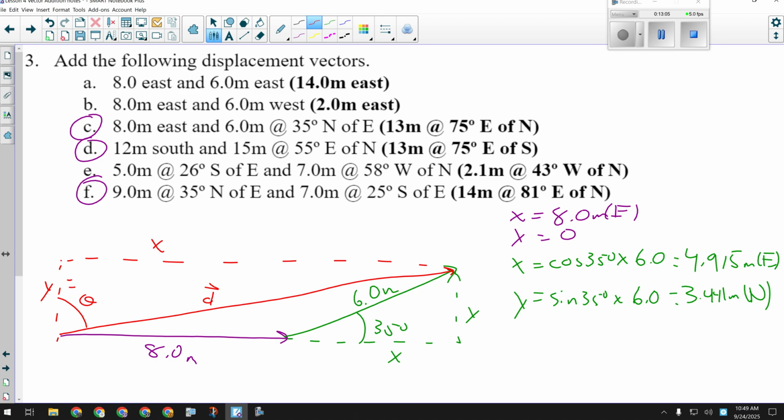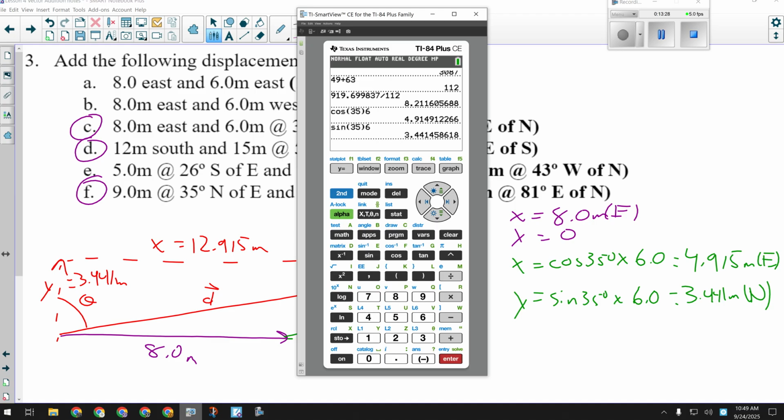Now that we've got those, we can find red X and red Y. Red Y is easy because we only have one Y component, so it'll be 3.441 meters north. And X is just going to be adding 8 and green X together, so that will be 12.915 meters east. Then we can do the Pythagoras and the trig for that one.